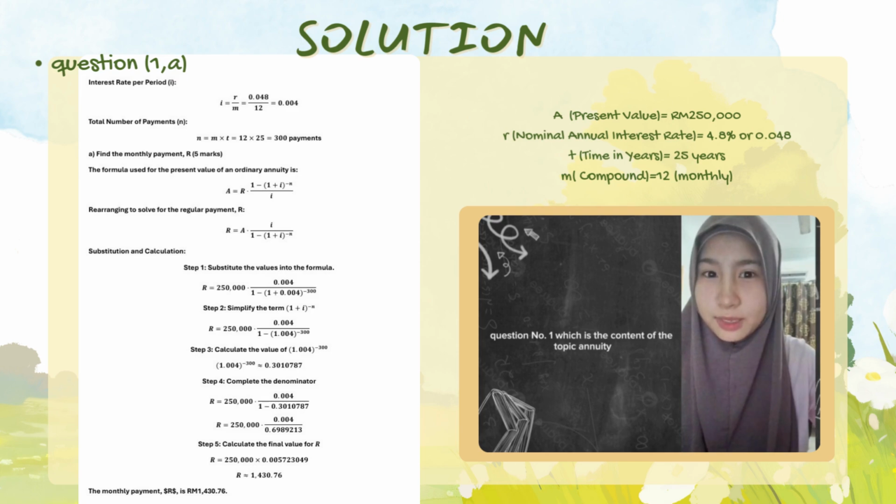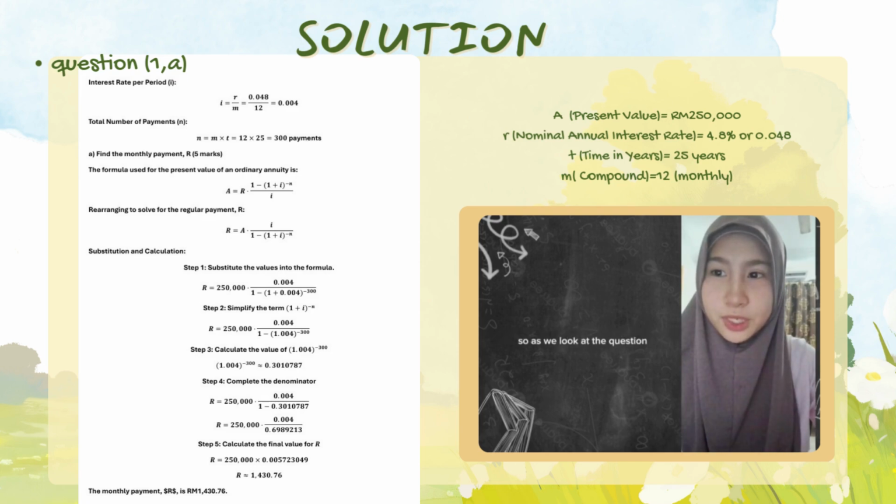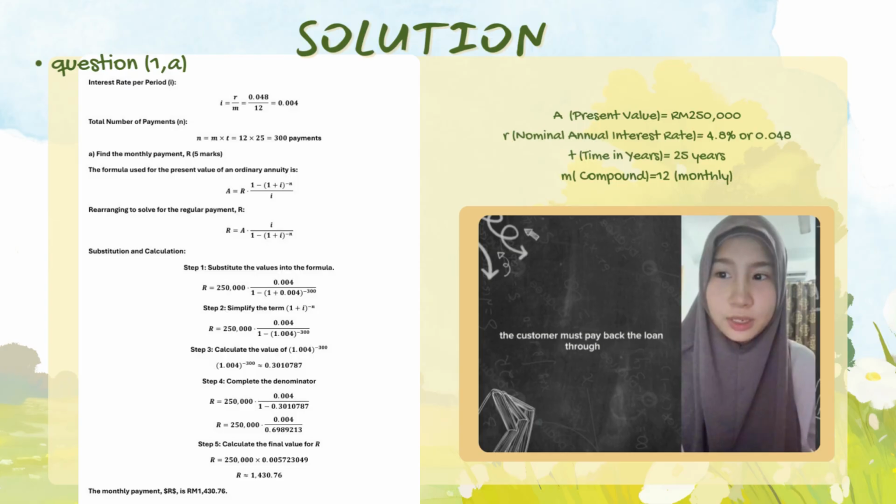Today I'm going to discuss my question, part B, question number 1, which is on the topic of annuity. As we look at the question, it says that Kenanga Bank offers a personal loan of RM250,000 with an interest rate of 4.8% compounded monthly. The customer must pay back the loan through monthly payments for 25 years. So the first question, with 5 marks, is to find the monthly payment.